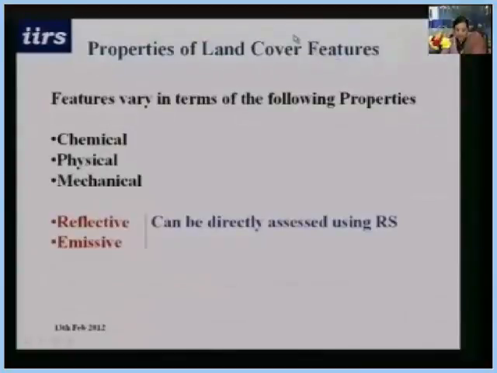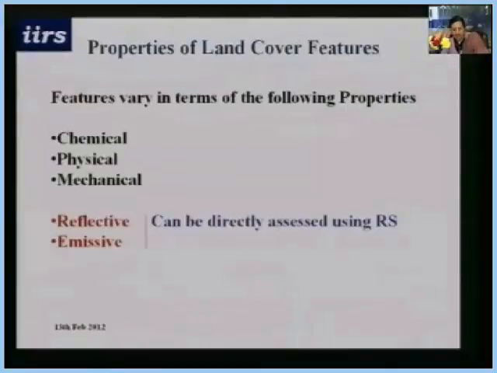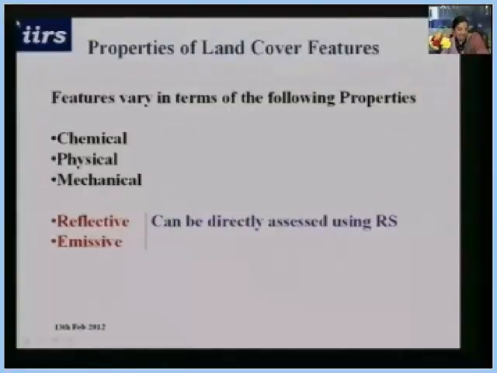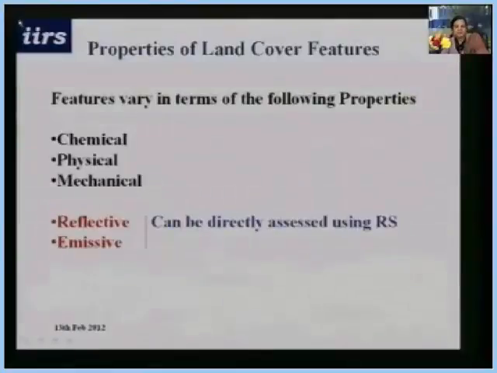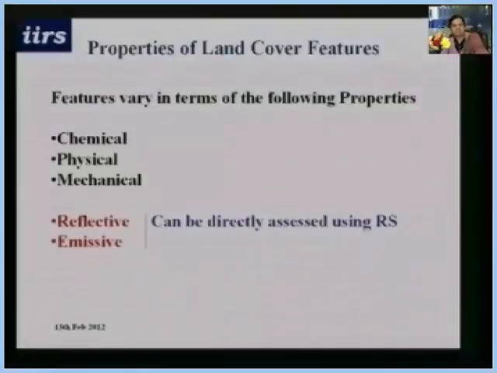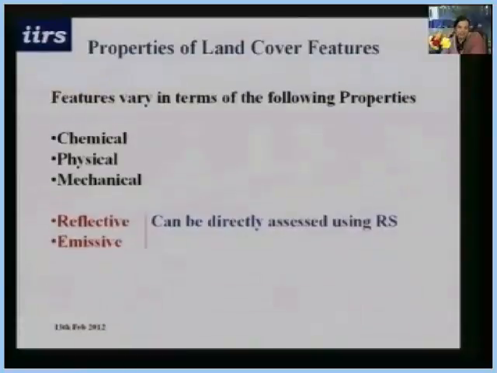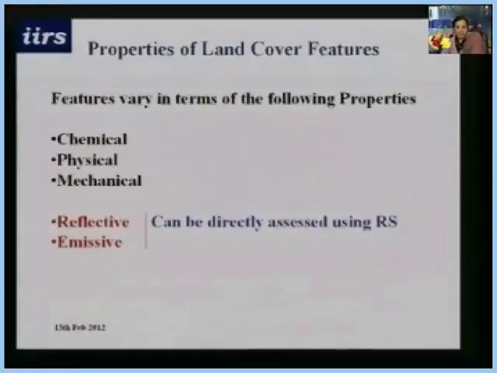Now we'll go a little bit into imaging spectroscopy, I mean the fundamentals behind these differences in absorption. More in depth would be covered in the next lecture on imaging spectroscopy by Dr. Sanjeevi. Now each land cover feature varies in terms of the following properties: their chemical, physical, mechanical, reflective and emissive properties. So these are the five parameters on which different land cover features vary from one another. Now the first three are more physical in nature, which is not measured by remote sensing.